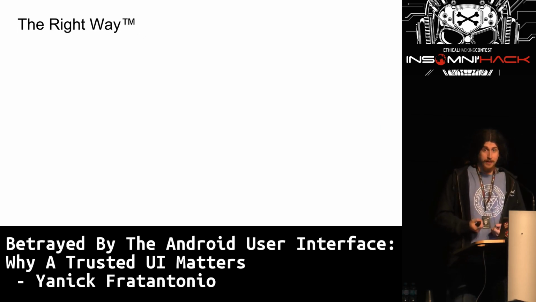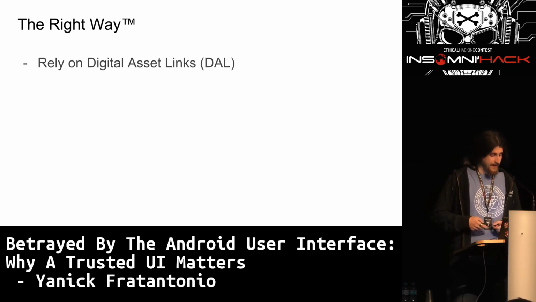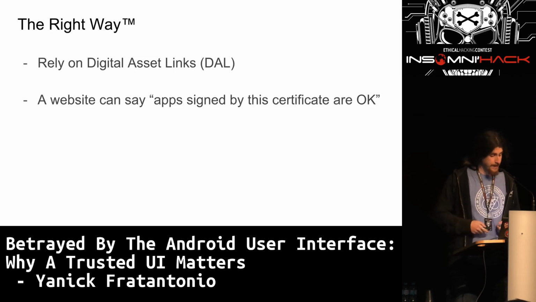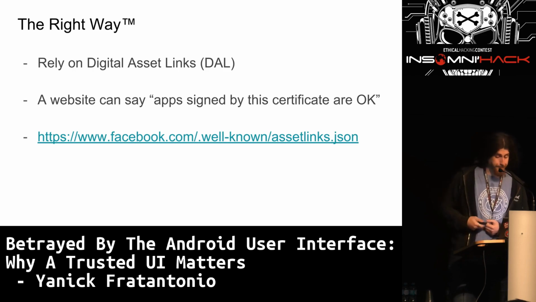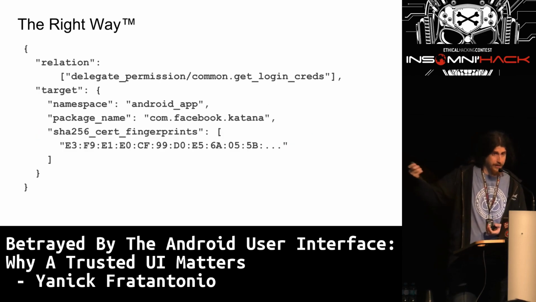Turns out there is a right way to implement this web and package mapping. It's called digital asset links. This is for Android. iOS has a similar technology where a website can say apps signed with this certificate and with these package names are okay. For example, for Facebook, there is a link like this. And if you go on this, you're going to find something like this. This is my trusted package name and this is my trusted certificate.